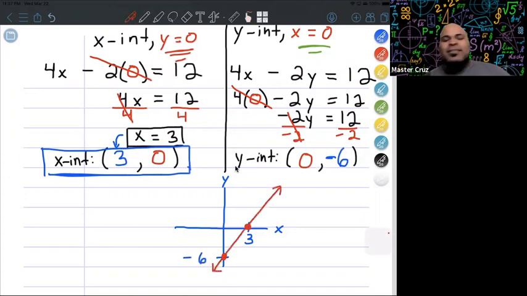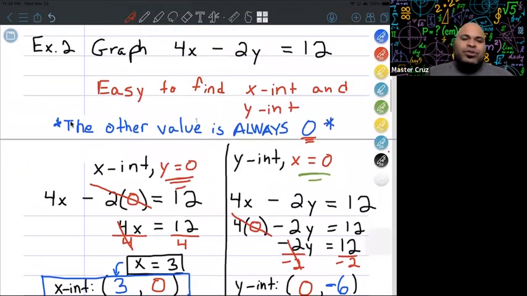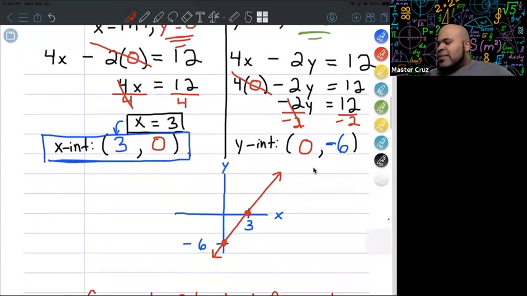So that is how to graph the equation of a line from the intercepts in standard form. Very simple. The key here is to remember that the other variable is always 0, meaning that if I'm looking for the x-intercept, y is 0. If I'm looking for the y-intercept, x is 0. So that's how you do it.